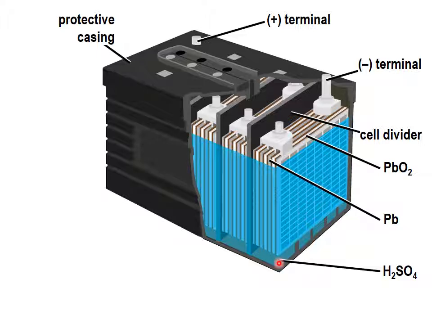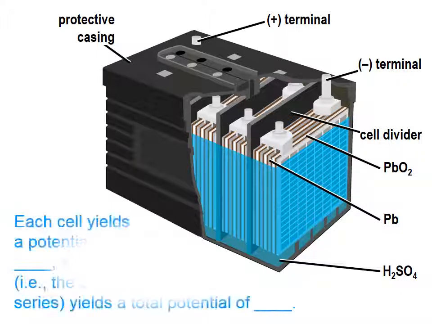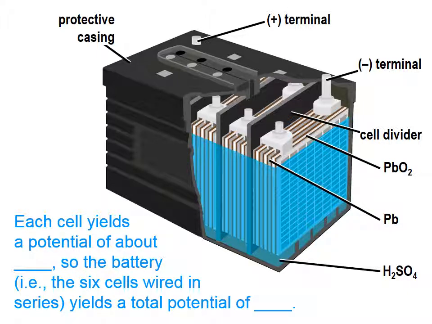We've got the sulfuric acid bath that goes throughout the battery, and then we've got these alternating plates, and you can see that each cell actually has several lead plates and several lead-4 oxide plates instead of just the one that I showed on the previous slide. It turns out that each cell yields a potential of about 2 volts. So the battery, that is the 6 cells wired in series, yields a total potential of about 12. So a car battery is about a 12-volt battery.